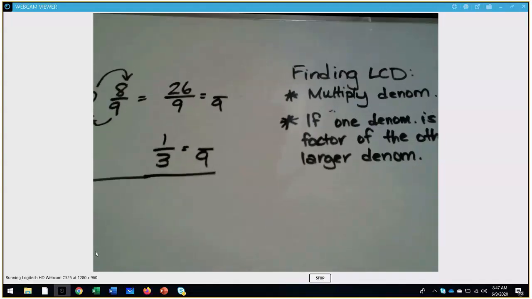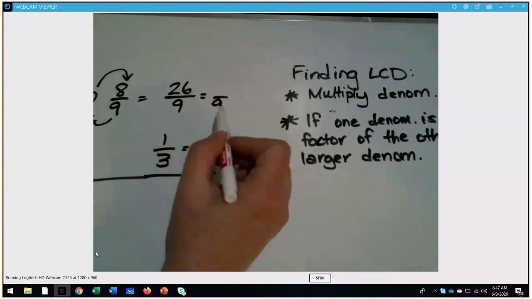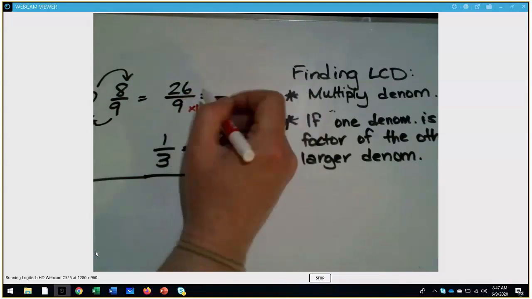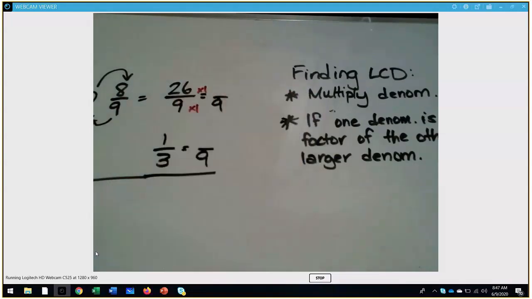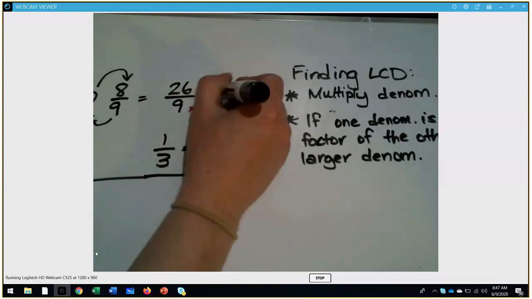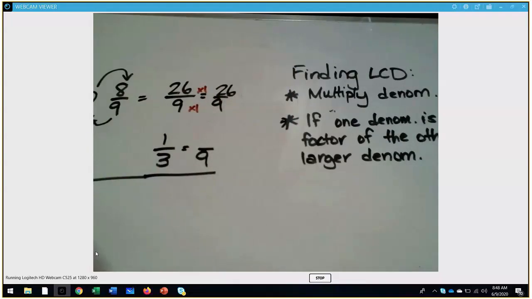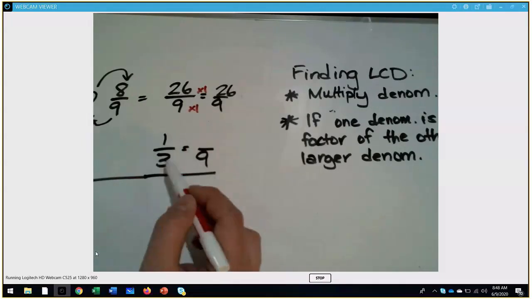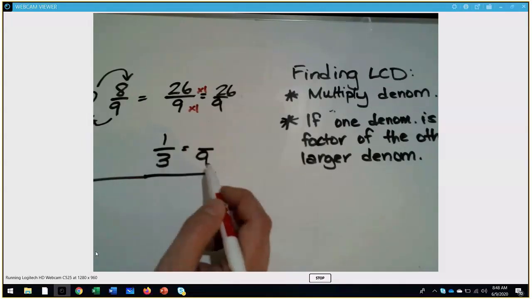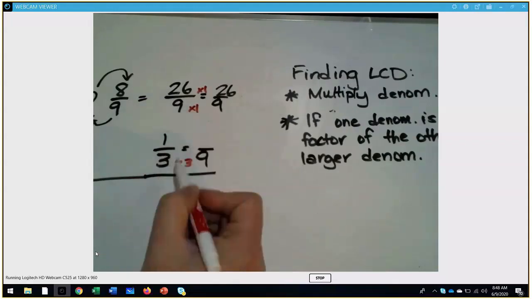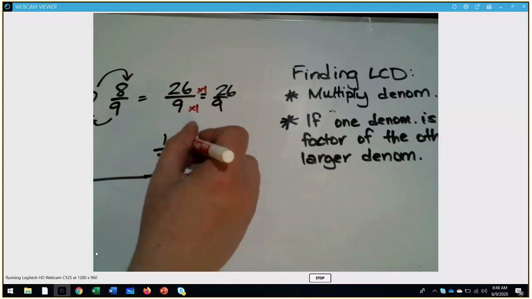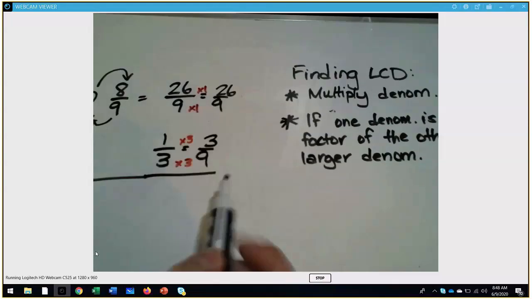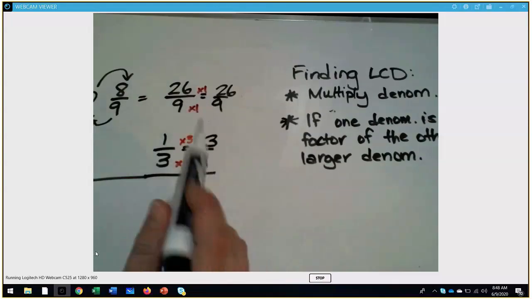All right, so going back to this, now, I didn't actually make a change to this 9 right here. It stayed the same. So it is essentially like multiplying by 1, which means that this 26 will be multiplied by 1 as well. There's no need to change that one. You only change the numerators that have their denominators changed. This one here, 3 times 3 would give us 9. So I'm going to do the same thing to this numerator. This one does require a change then. So 1 times 3 is 3. Now I have equivalent fractions with common denominators.